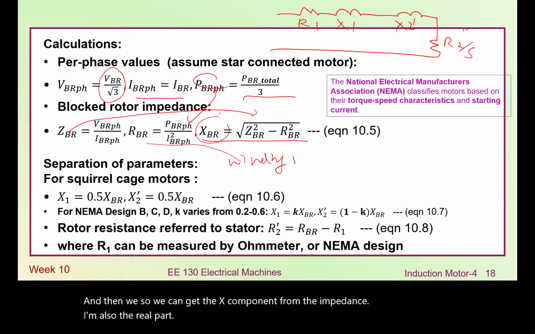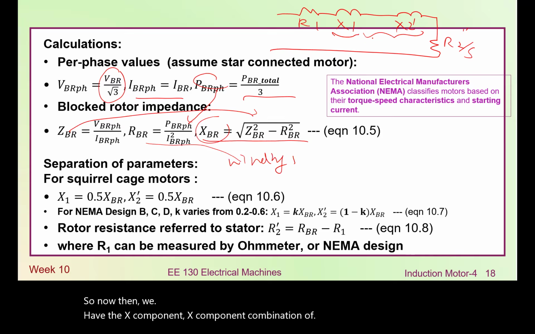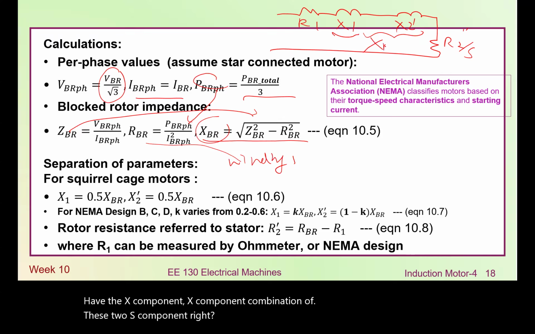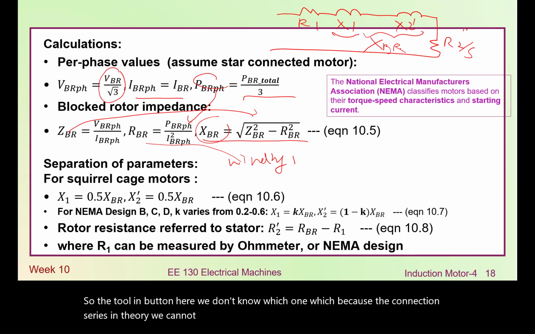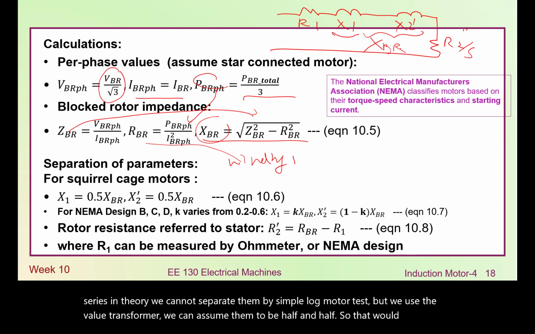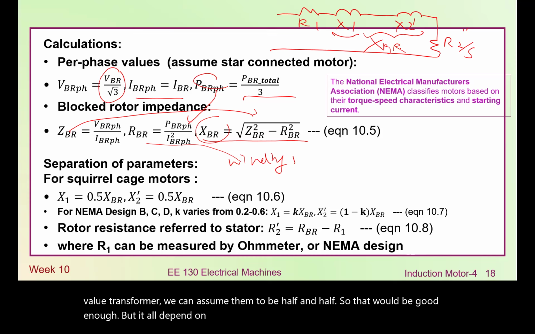So now we have the X component, the combination of these two X components, right? The two inductances here, we don't know which one is which because they are connected in series. In theory, we cannot separate that by a simple locked rotor test. But as with the transformer, we can assume them to be half and half. So that will be good enough. But it all depends on the motor design.